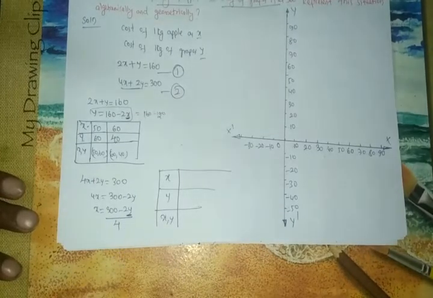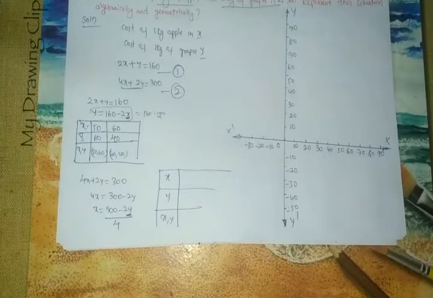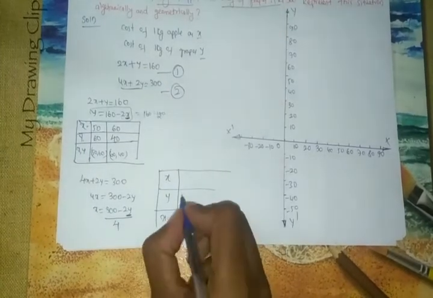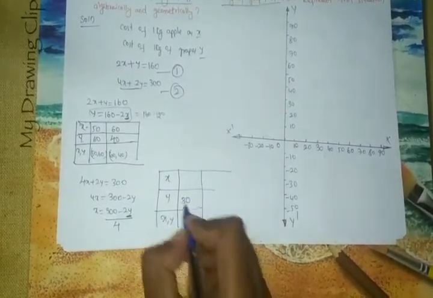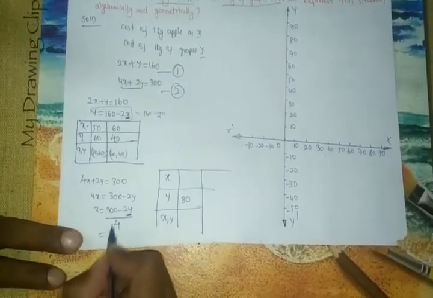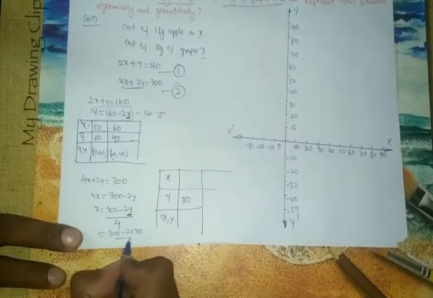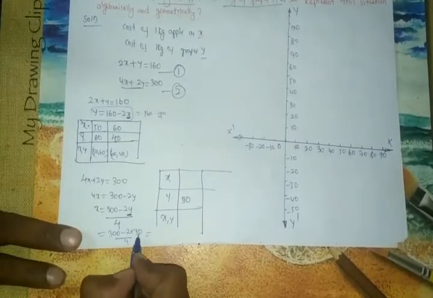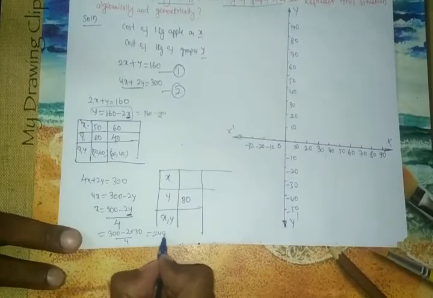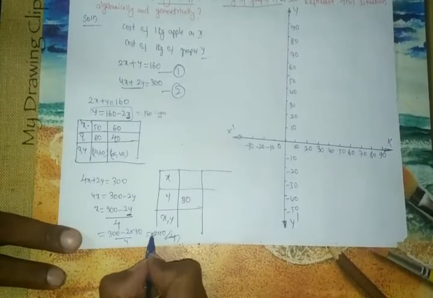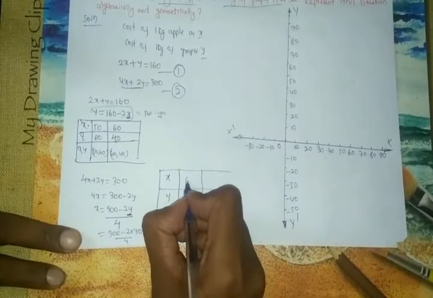So let me put the value of y here. Let me take the value of y randomly. I can take any value. Let me take the value of y as, say, 30. So when y is 30, I will get the value of x as 300 minus 2 into 30 divided by 4, which is 300 minus 60, which will be 240 divided by 4. 4 1 is 4, 4 6 is 24. So x will be 60.